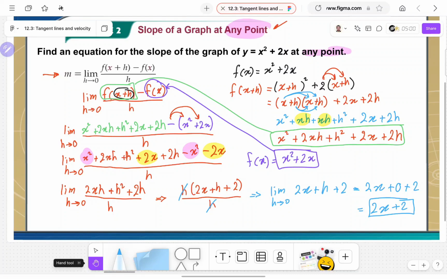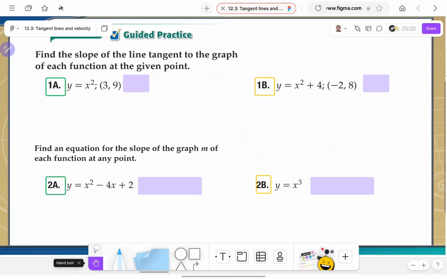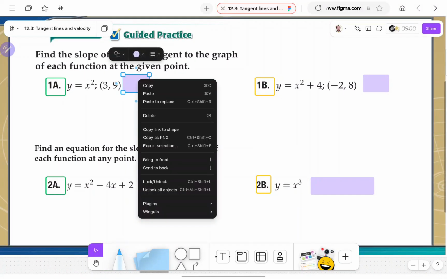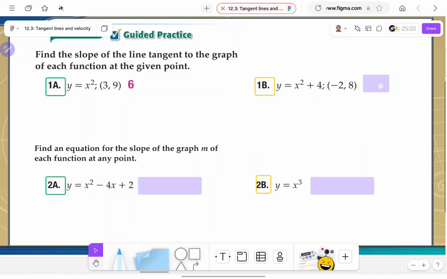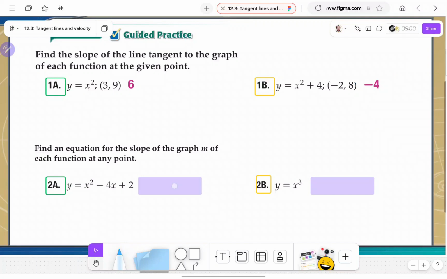Okay. Now it's your turn. Try to solve this question. Let me just remove the boxes for you so you can check your answer after you solve. Try to practice on every single question. The first two questions above are to find the slope at one point. The two questions below are to find the slope at any point.